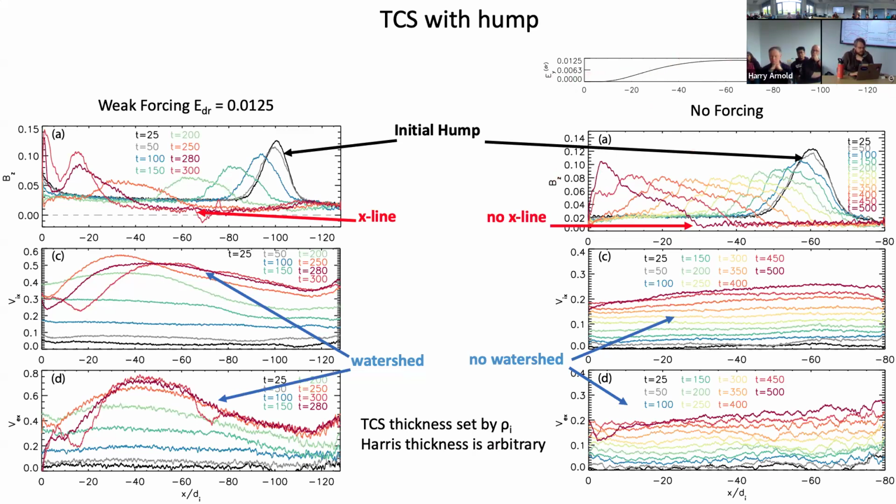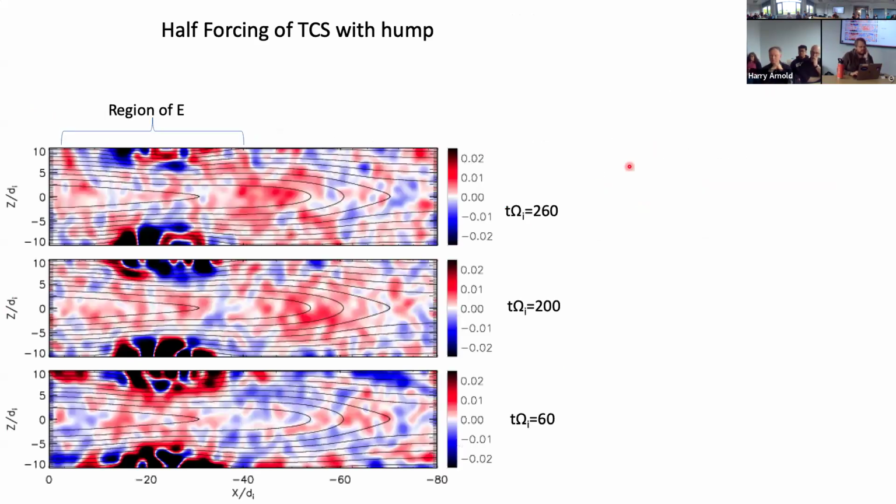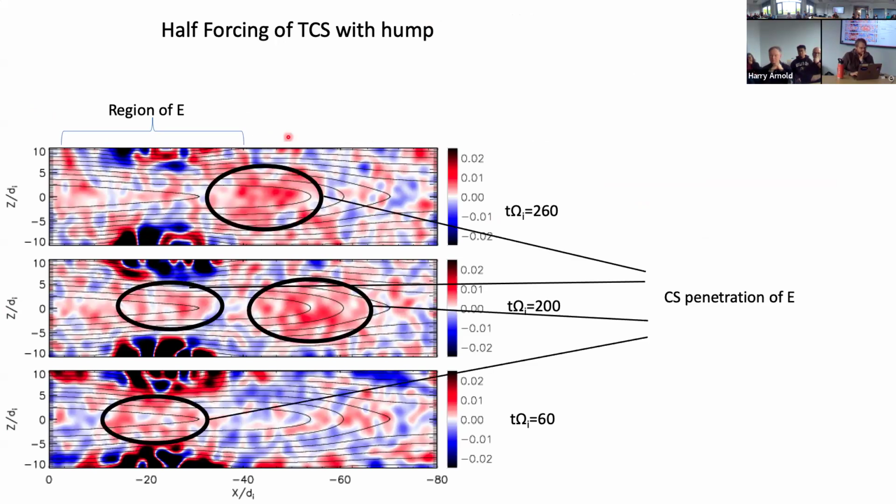Then I just want to put this plot here. This is showing our driving electric field that we apply in these simulations as a function of X. And the reason why I put that there is this thinking about the thickness. Basically, I thought, okay, well, what if instead of forcing across the whole box, what if we just force in front of the BZ hump and try and thin the current sheet in front of it? Would that get you an instability? So that's what I did.